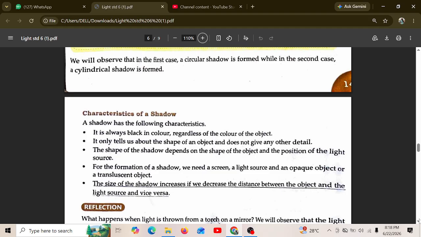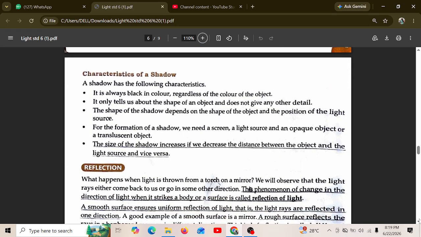For the formation of a shadow, we need a screen, a light. As I mentioned previously, it always requires a screen. It requires a light source and an opaque object or a translucent one. The size of the shadow increases, remember children, if we decrease the distance between the object and the light source, and vice versa. Please remember this.